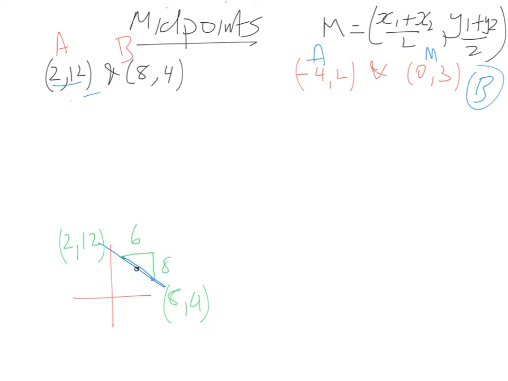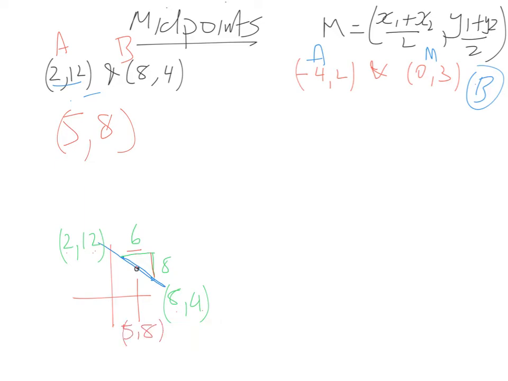So we look at this number, 6. Half of 6 is 3. So halfway between 2 and 8 is 5. Then we do the same thing from 12 to 4. We've gone 8, and half of 8 is 4. So 4 away from 12 is 8. So that's our midpoint, right here at 5 and 8.